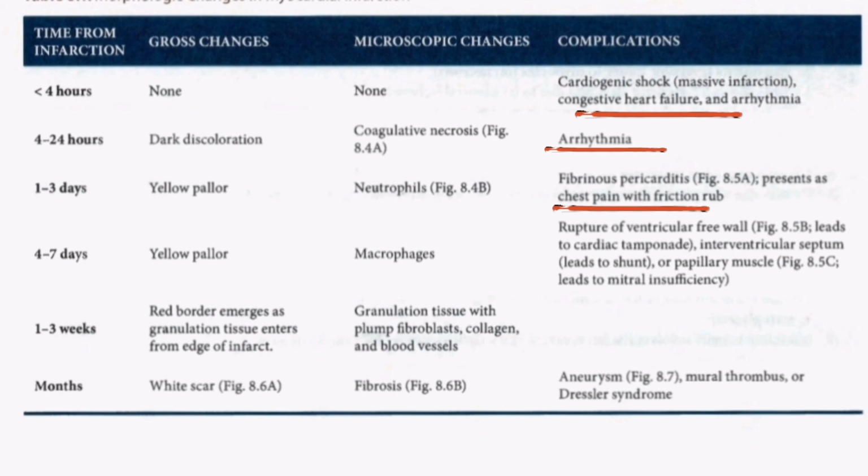The next complication is rupture of the ventricular free wall, which leads to cardiac tamponade. The free wall actually means the wall of the heart that is in contact with the pericardial space. So if it ruptures, blood or fluid will collect in the pericardial space, which will lead to compression of the heart. This will lead to cardiac tamponade. The next is interventricular septum rupture, which leads to a shunt, or papillary muscle rupture, which leads to mitral insufficiency.